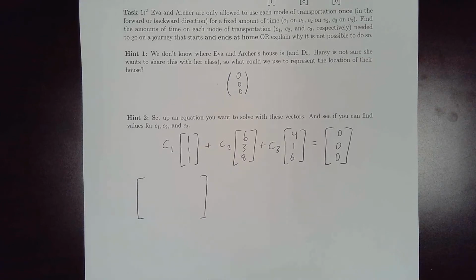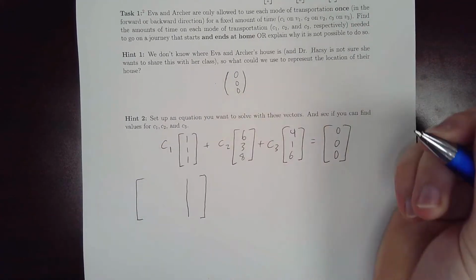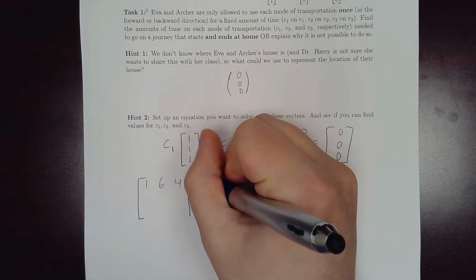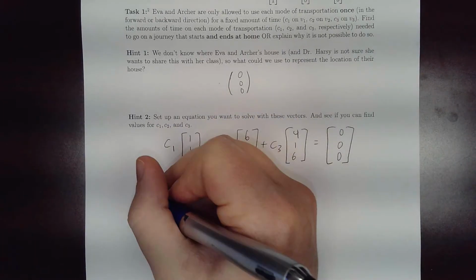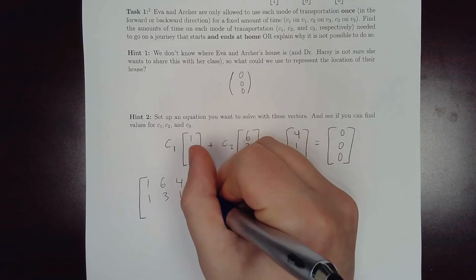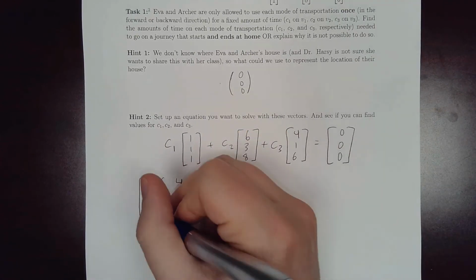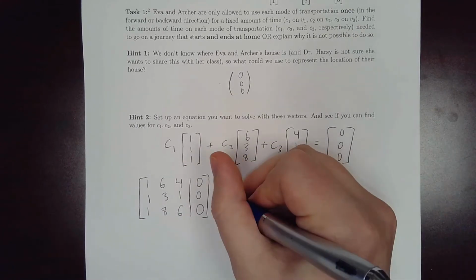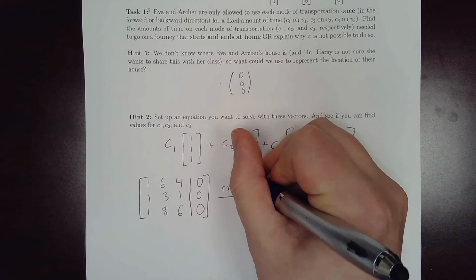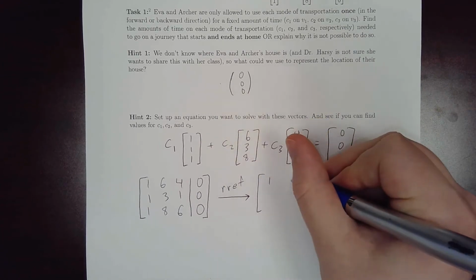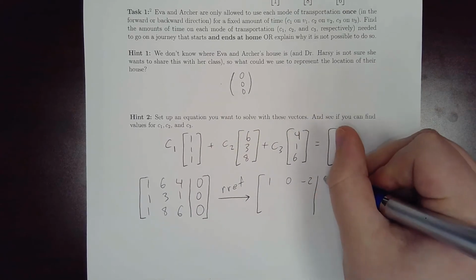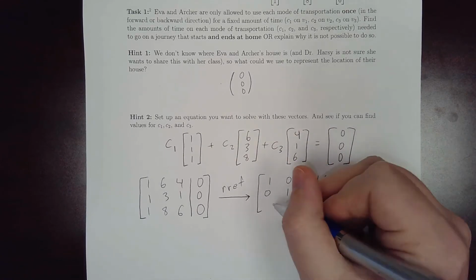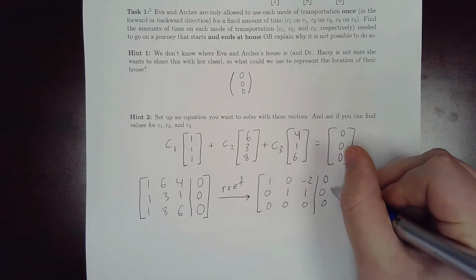Alright, still there? Great. So, let's go ahead. The first row will be 1, 6, 4, 0. Our second row will be 1, 3, 1, 0. Our third row will be 1, 8, 6, 0. And when we put this into reduced row echelon form, we'll get 1, 0, negative 2, 0, 0, 1, 1, 0, and 0, 0, 0, 0.